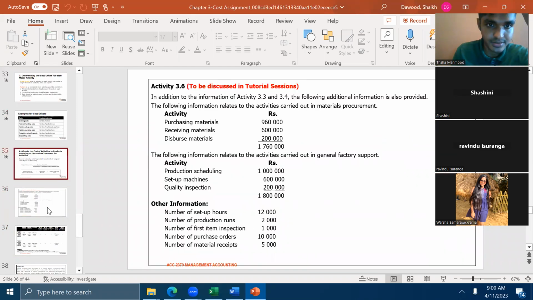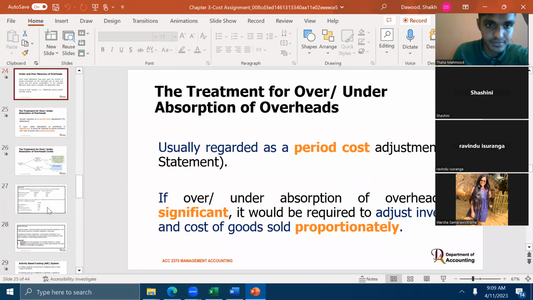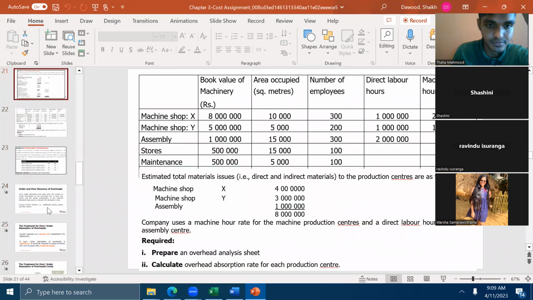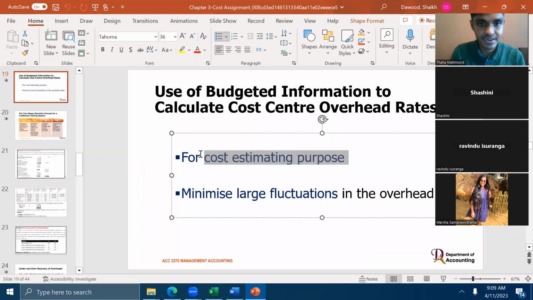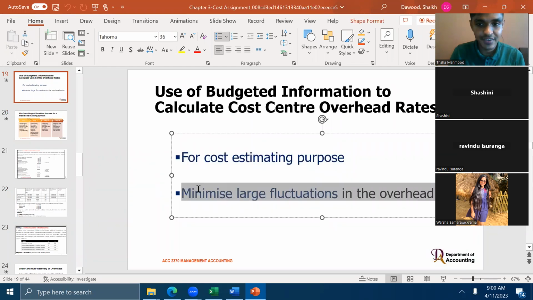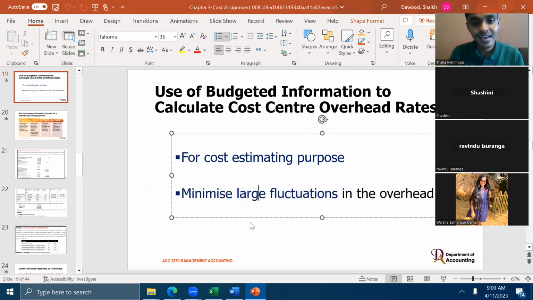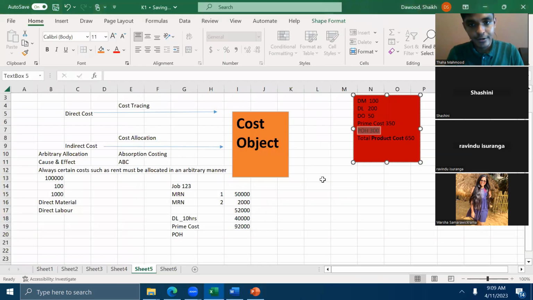Yeah, it's that slide. Yeah, that's what it says here. And this is the large fluctuations in overhead, because the price would then be constant and the cost of production would be constant throughout the year. Second factor, yes.